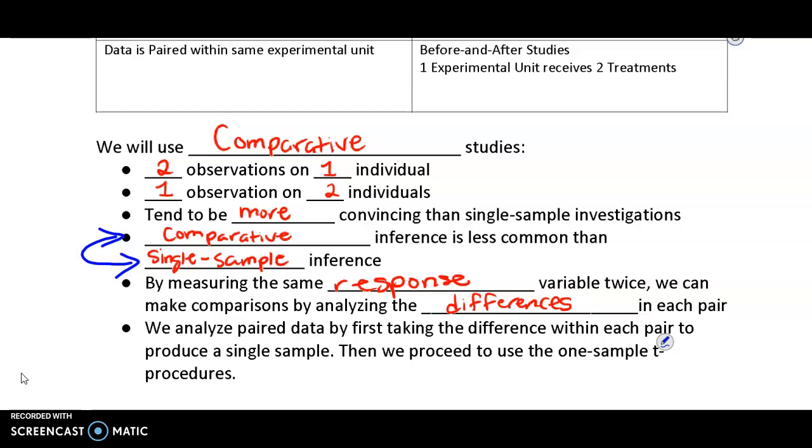And we do so by measuring the same response variable twice, and we can make comparisons by analyzing the differences in each pair. And we analyze pair data by first taking the difference within each pair to produce a single sample of the differences. So whether I'm doing before or after or treatment 1 and treatment 2, I'm going to look at the difference between the two. And from there, I'm just going to look at one sample of those differences. So even though it's called a paired t-test or a paired t procedure, we're really only looking at one sample of the differences. So we're going to proceed to use one sample t procedures.